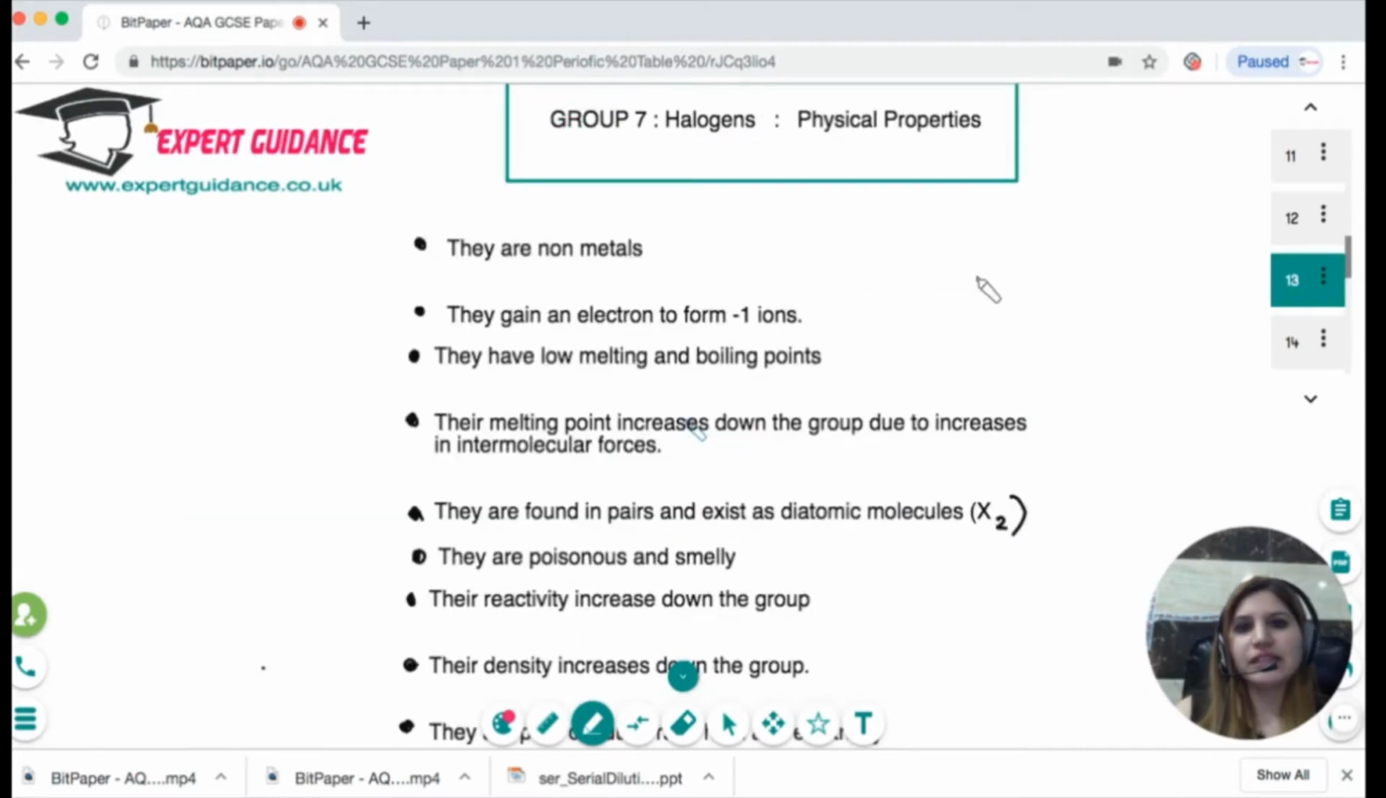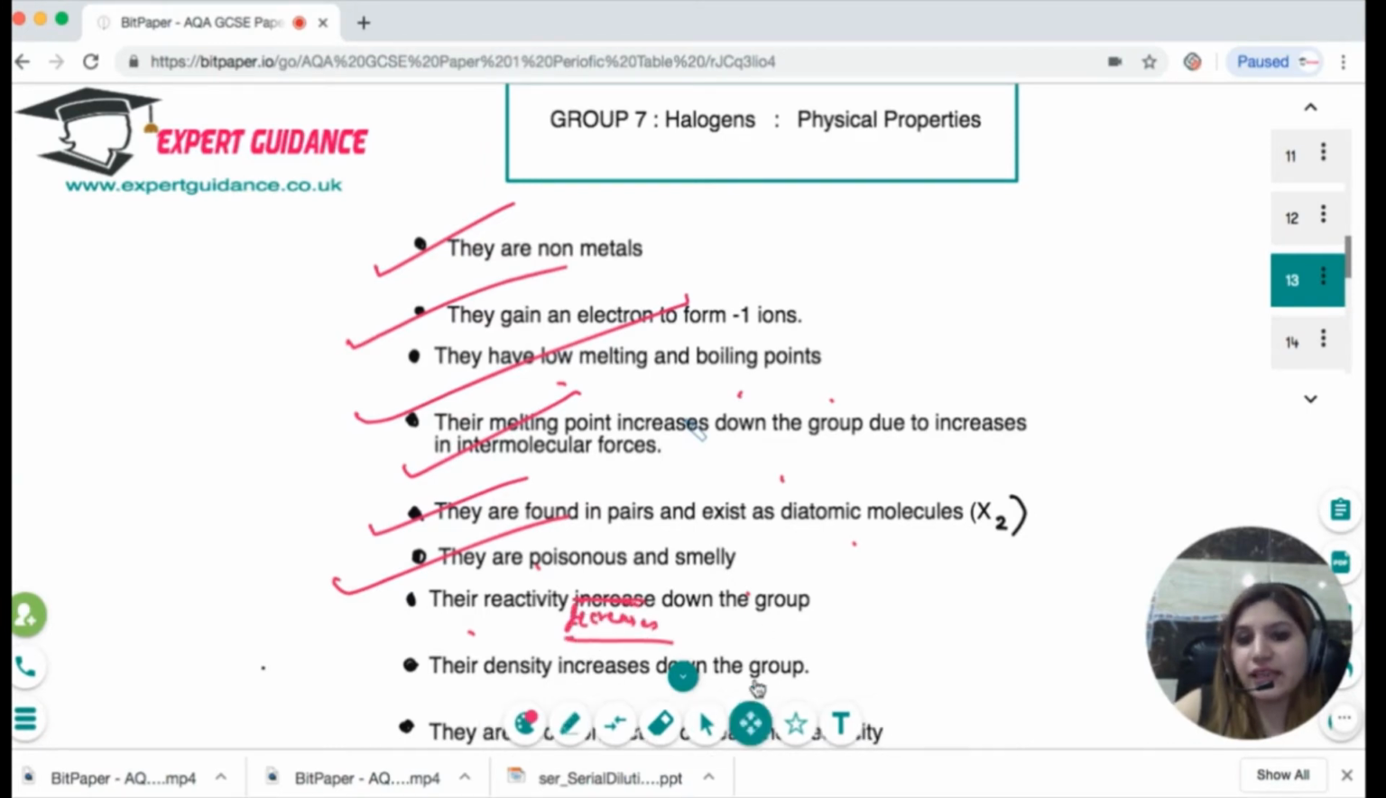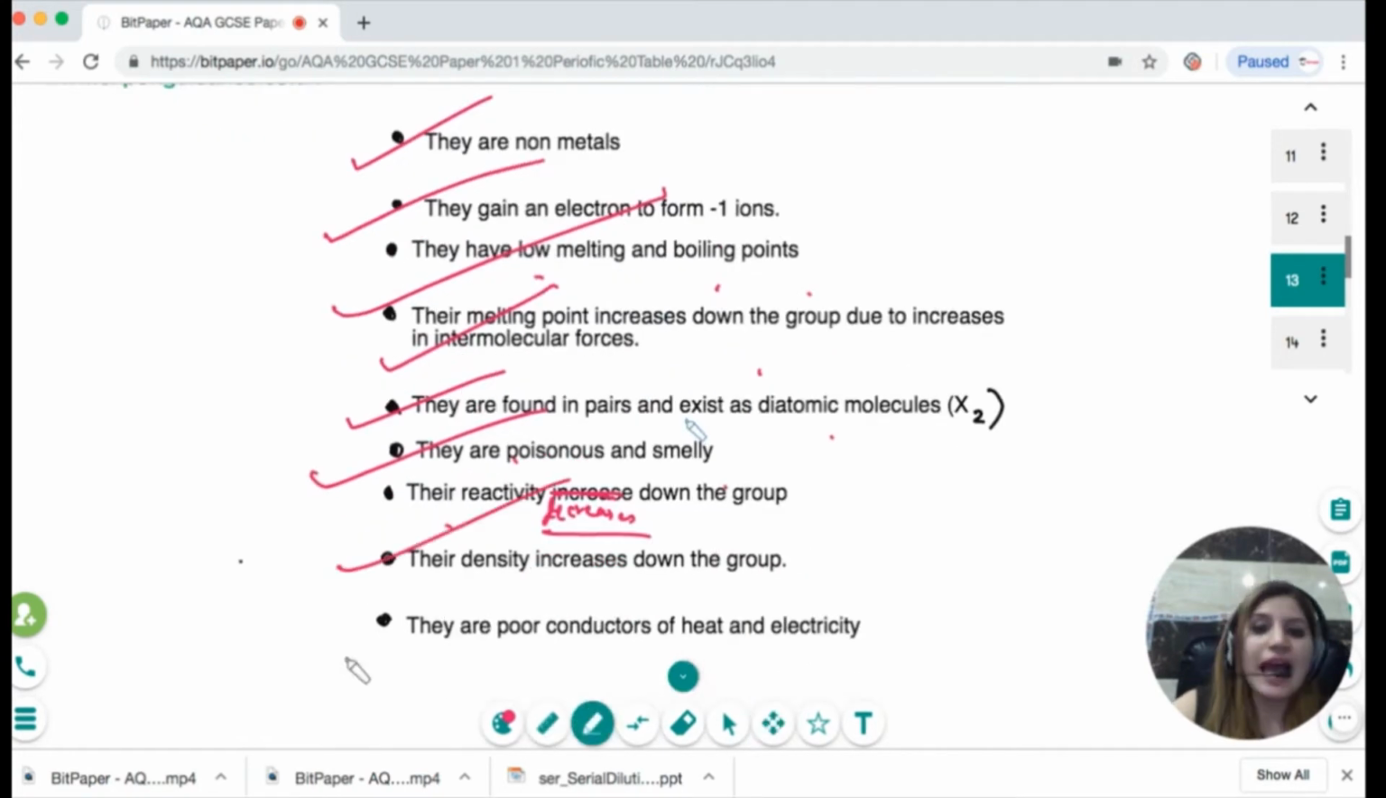Okay, so now let's talk about the physical properties. We all know they are nonmetals, found to the right. They gain an electron to form -1 ions. They have low melting and boiling points, and their melting and boiling points increase down the group. I already told you they exist as diatomic molecules. They are poisonous and smelly. Their reactivity does not increase down the group; the reactivity decreases down the group. Their density increases down the group, and they are poor conductors of heat and electricity.